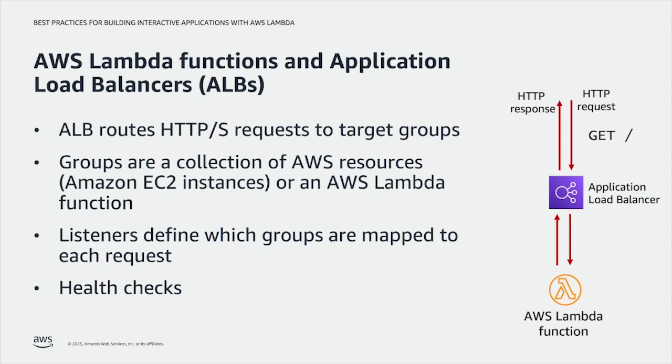So we have this service called Application Load Balancer, or ALB, and this allows you to create groups, which are essentially collections of resources. Now these resources could be EC2 instances, or they could be Lambda functions. And what you are then able to do is to create a listener to define which of those groups are mapped to each request. And you can also run health checks on each one of those groups to make sure that they are still serving your function code.